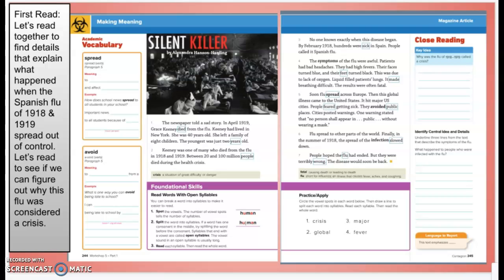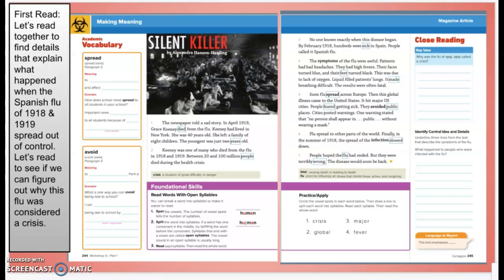All right, so we're going to start Silent Killer by Alexandra Hanson Harding. The newspaper told a sad story. In April 1919, Grace Keeney died from the flu. Keeney had lived in New York. She was 40 years old. She left a family of 8 children. The youngest was just 2 years old. Keeney was one of many who died from the flu of 1918 and 1919. Between 20 and 100 million people died during the health crisis.